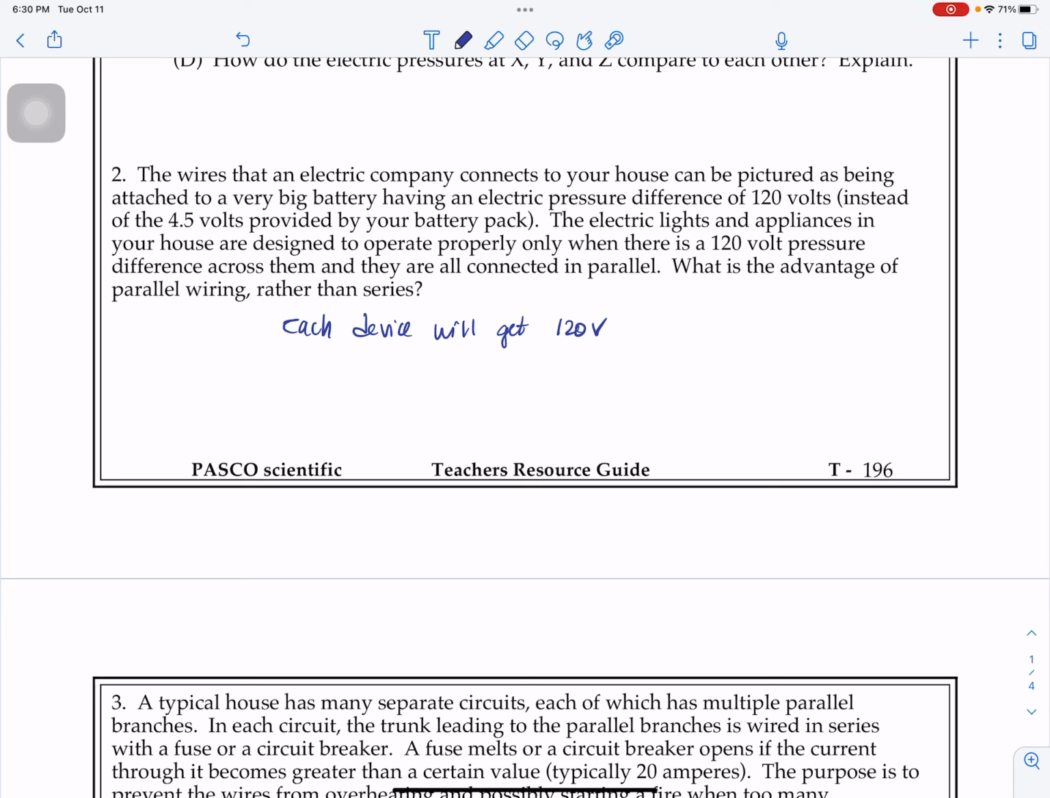So if we had like 1, 2, 3, so this is wrong. If we had a 120 volt battery, then we know that 120 volts, like this might be 90 and this might be 10, and then this would then become 20. So the potential would split across the devices. And so this is not what works. In parallel, each device gets 120 volts.